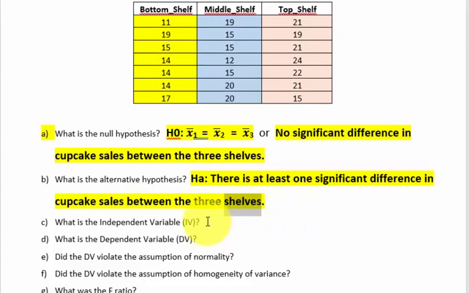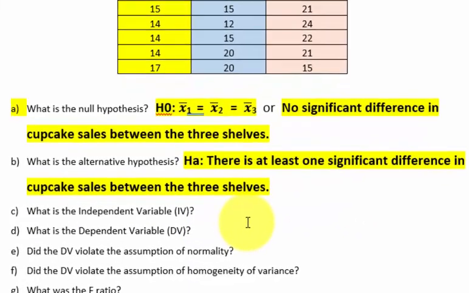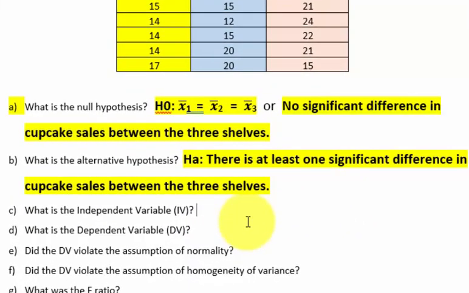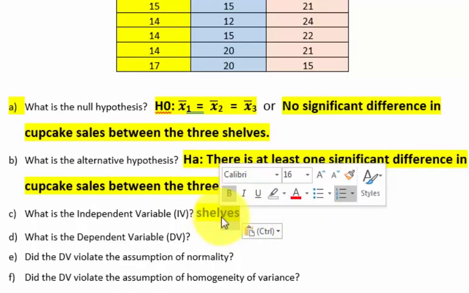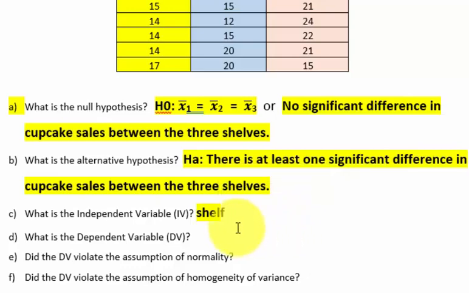The independent variable, the IV, for all between group ANOVAs is always the same. It's a categorical variable. It has to be different groups. So I'm just going to name this shelf. Which shelf, right? So there's 3 levels of our IV shelf, and that's bottom, medium, and top. And the DV is the number of cupcakes sold.